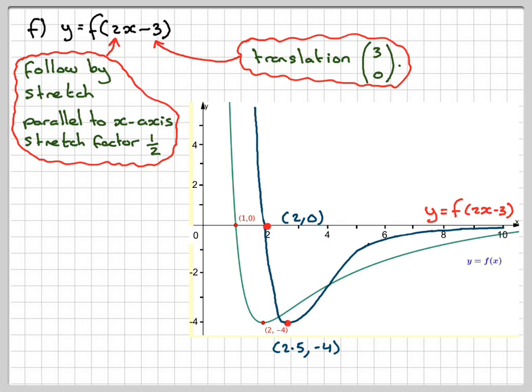Okay, so this has been a video to show you how to transform graphs using transformations. I hope you've understood, and I thank you very much for watching.